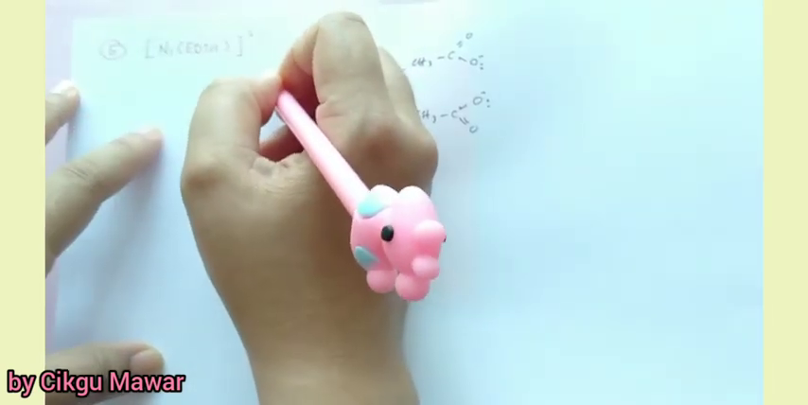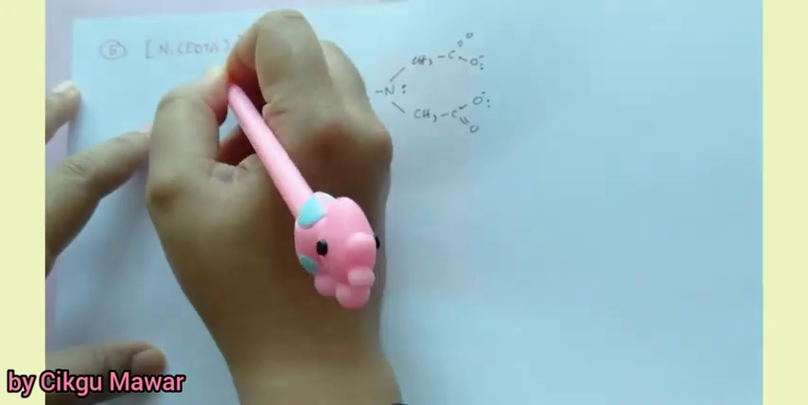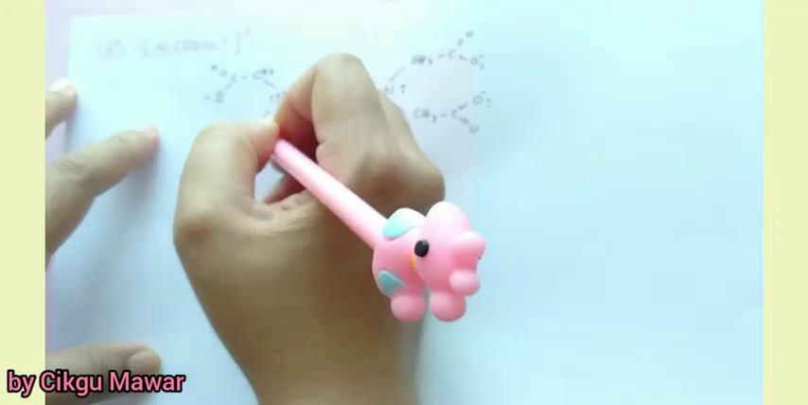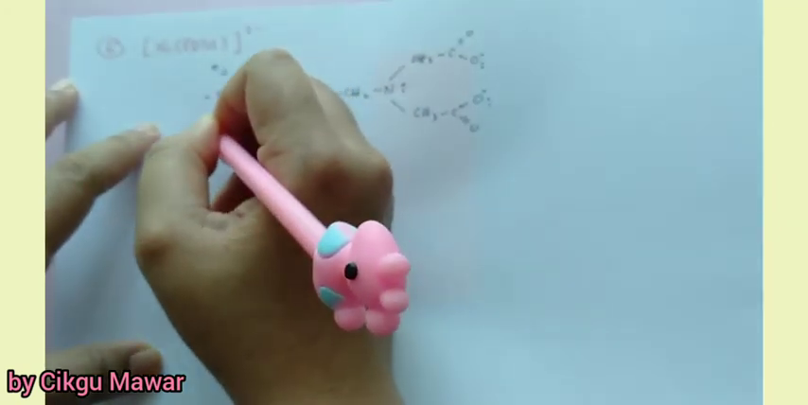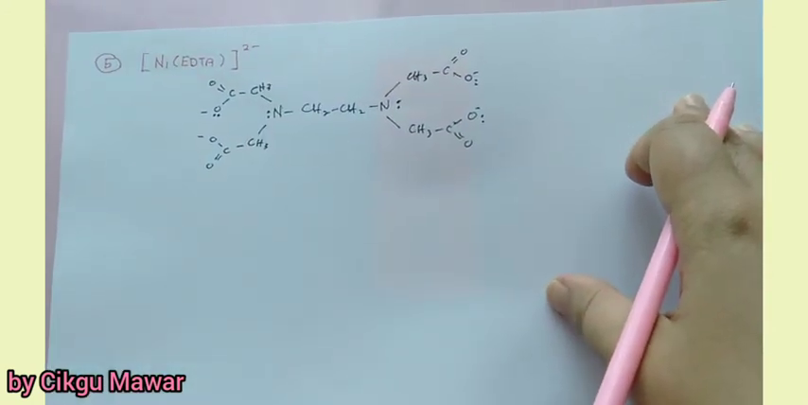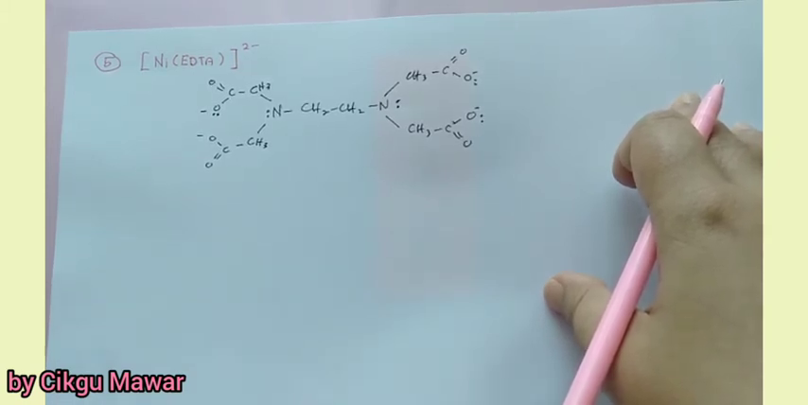CH3, C double bond O, O minus. Lone pair. And then CH3, C double bond O, O minus. So this is the EDTA formula. Now, how do we draw the structure of the complex of EDTA, nickel EDTA?